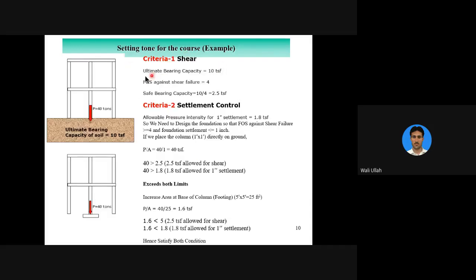Now, in this example we assume that we know the ultimate bearing capacity of the soil, which is 10 ton per square foot.